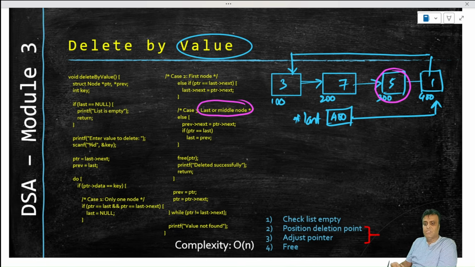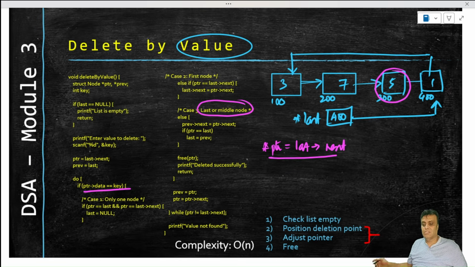First things first, we'll have to traverse a loop, and in that traversal, we will have to check whether the data is equal to the key. Traversal of a loop means you have to take a pointer. Pointer will be equal to what? The head. Head is what? Last arrow next. That is how you will have to think. So till my last arrow next does not become the same way.